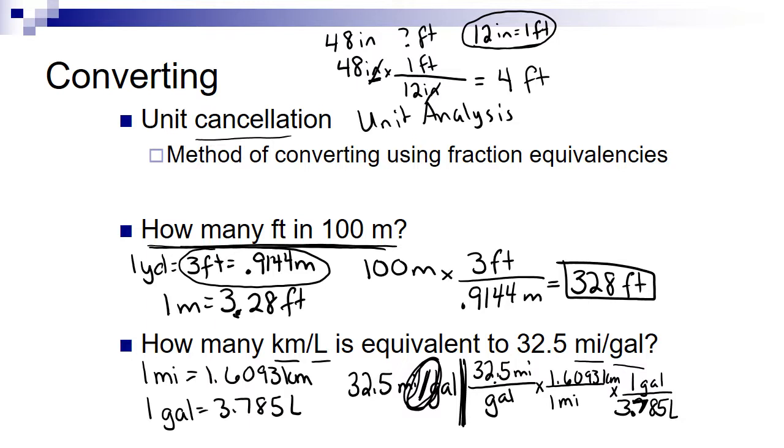The answer you get, 13.8 kilometers per liter. Now if I said we were going to rent a car that got 13.8 kilometers per liter gas mileage, you would have thought I was crazy. But it turns out that's about 32.5. Hey, that's not too bad.